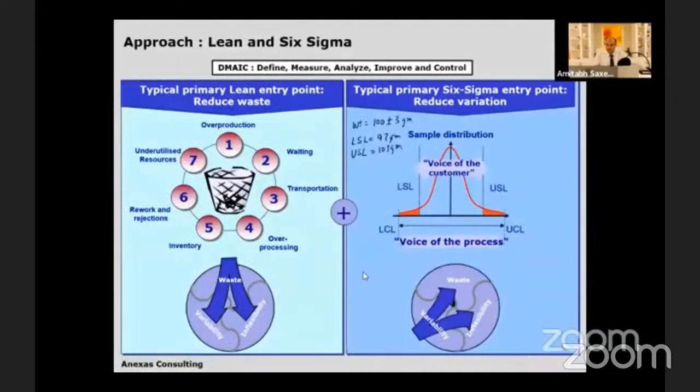Now let us look at some of the 7 wastes. These are the 7 wastes. I'll not describe them in detail.